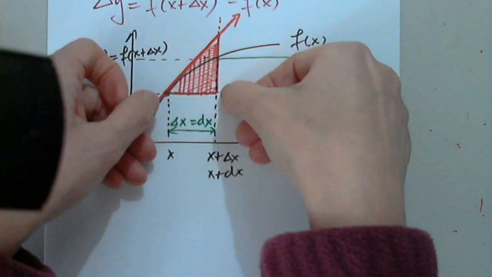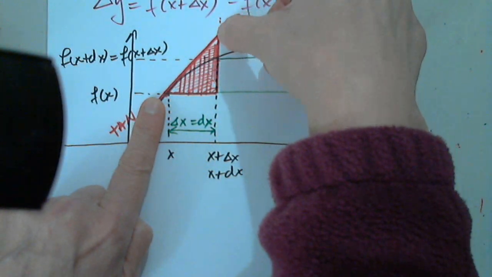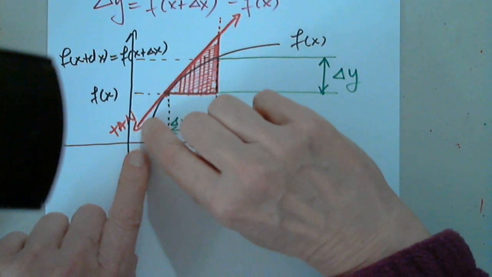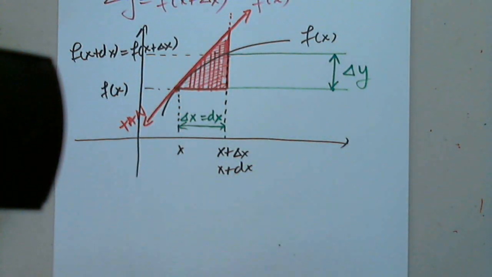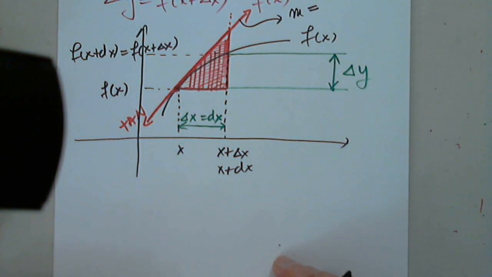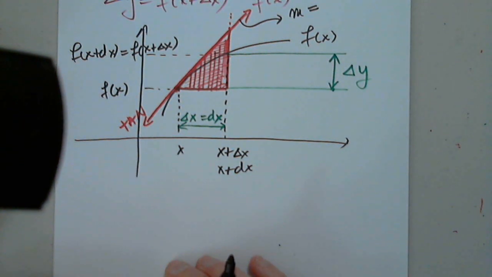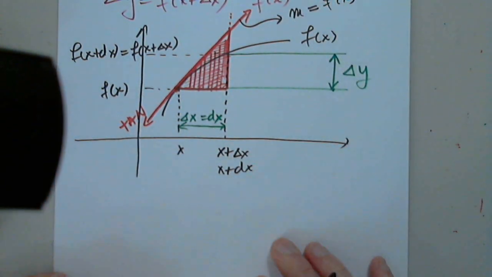Okay, I know this piece. I know the slope of this line. We used this last time in finding the equation of the tangent line. What is the slope of this line? Anyone? Thank you very much. It is f prime of x.